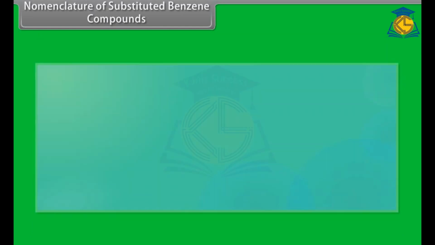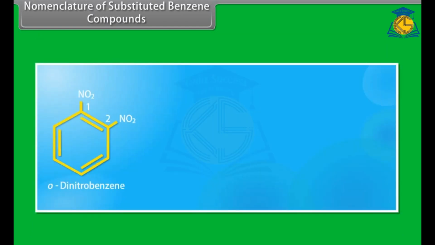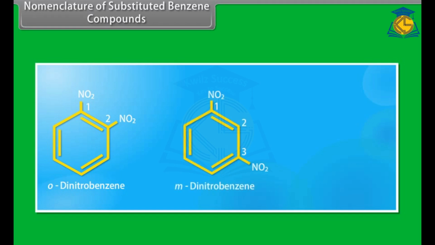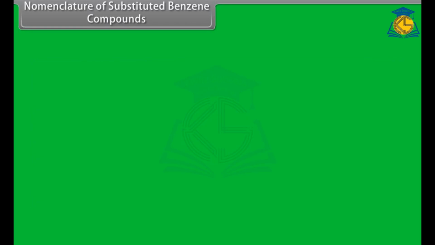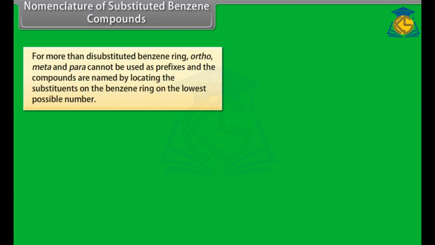For example, ortho-dinitrobenzene, meta-dinitrobenzene, para-dinitrobenzene. Nomenclature of substituted benzene compounds. For more than di-substituted benzene rings, ortho, meta, and para cannot be used as prefixes, and the compounds are named by locating the substituents on the benzene ring at the lowest possible numbers.